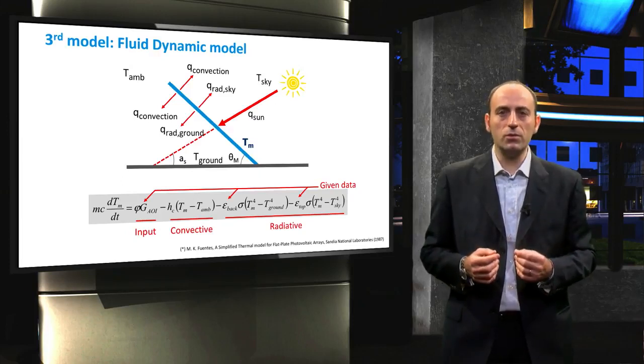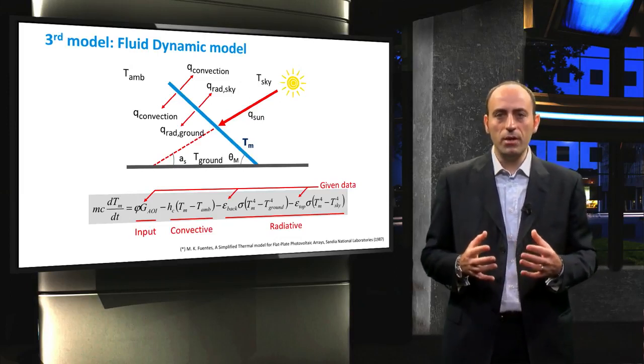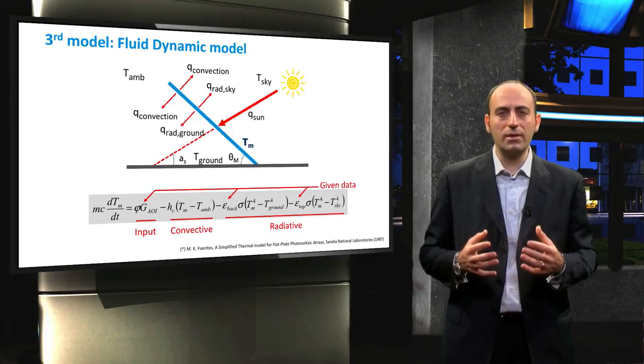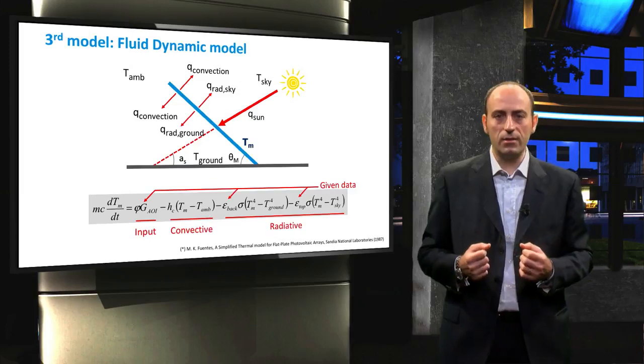It is important to note that the conductive heat transfer between the module and the mounting structure does not appear in the equation, because the contact area between the module and the ground is so small that it can be neglected. We want to point out that we assumed the entire module to be a single mass with a uniform temperature. However, this assumption is not entirely realistic, because PV modules are made of various layers of different materials.